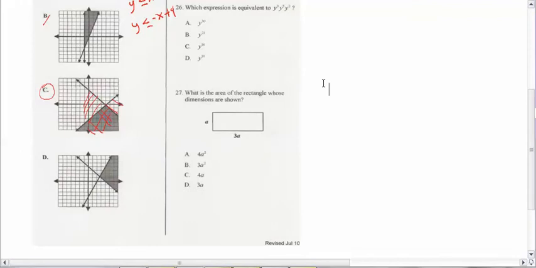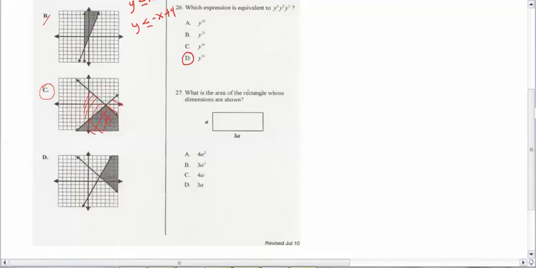Alright, so now this one, you're just multiplying bases, so what do we do with those exponents? We are going to add them. So it is 3 plus 5 plus 2. So 3 plus 5 is 8, 8 plus 2 is 10. So y to the 10th power, which is letter D.